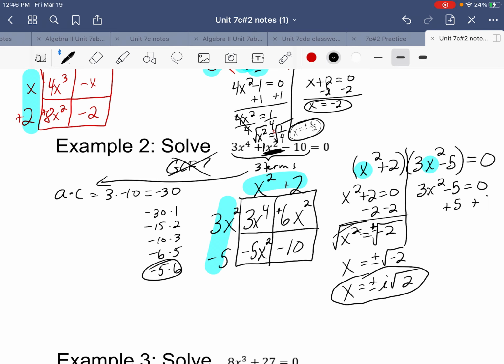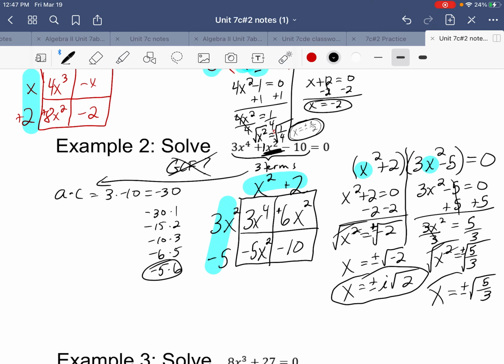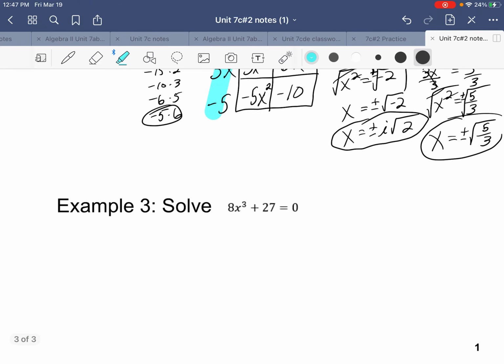Then we're adding 5, so that's reverse order of operations. So addition or subtraction, move those first, then division if there's multiplication. Then exponents, square root. So we're square rooting. Make sure you don't forget that plus minus. So we have x equals a positive and negative square root of 5/3. And there are your other 2 solutions. So there are 4 total solutions, which makes total sense because the problem started out as degree 4. So there'll be 4 solutions.